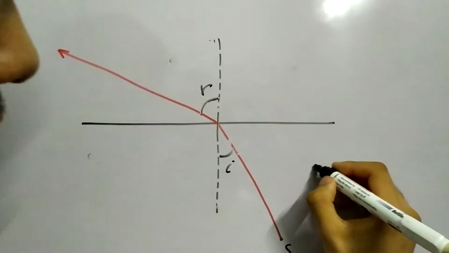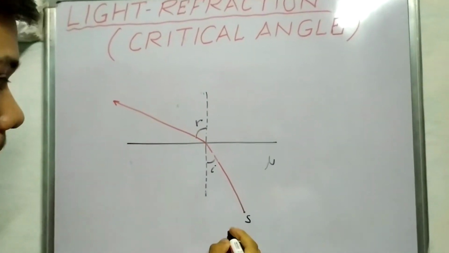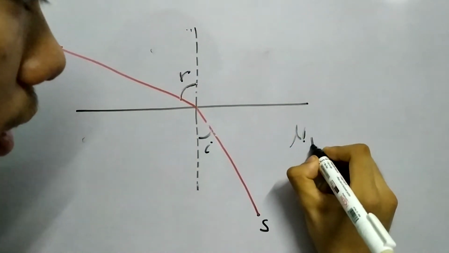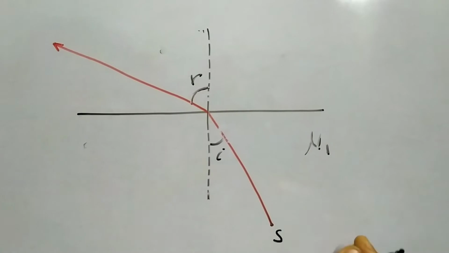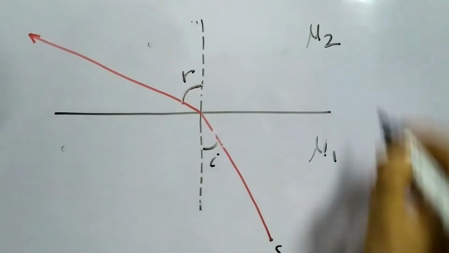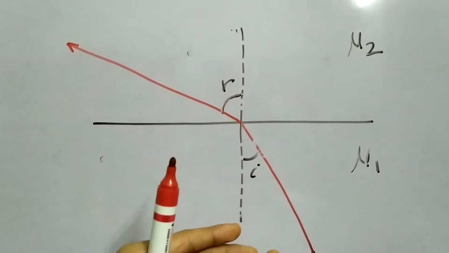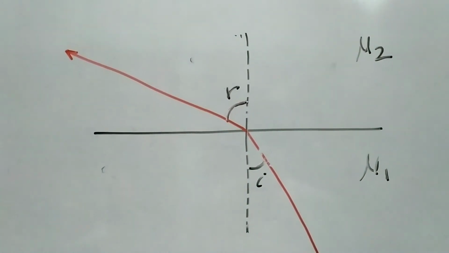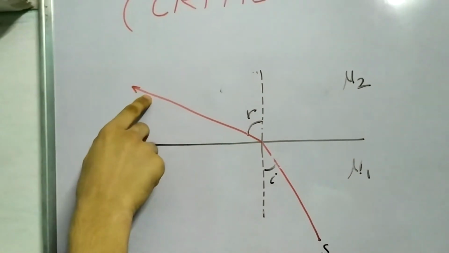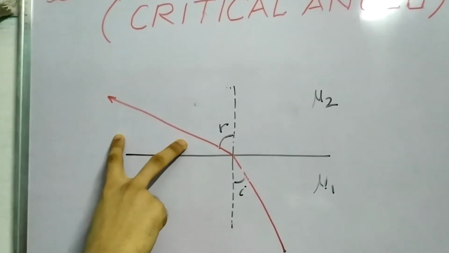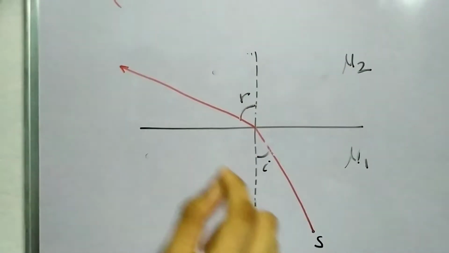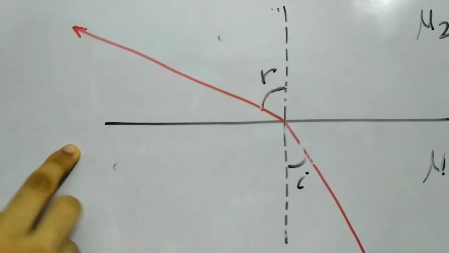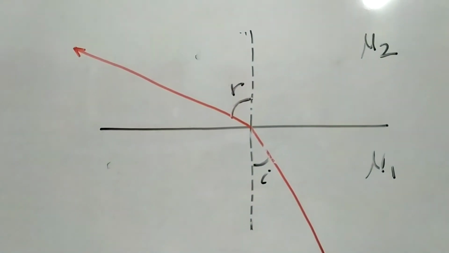Now my question to you is, can we go on forever? Think about it. Let us say this is mu1, the first refractive index, and let us call this mu2. Now as our angle of incidence increases, our angle of refraction will also increase. Okay. Now after a point, this line will keep coming down, and at a very particular angle, it will become perpendicular to the normal. So how will it look? Let me draw the diagram.